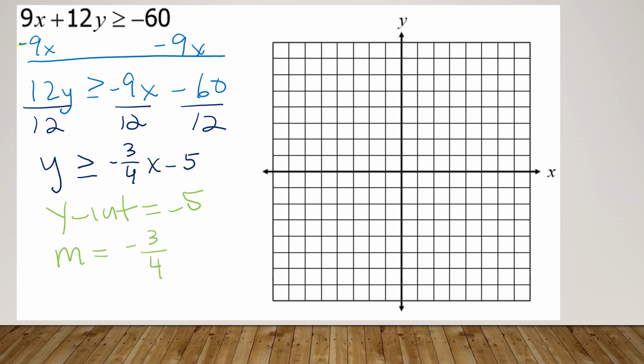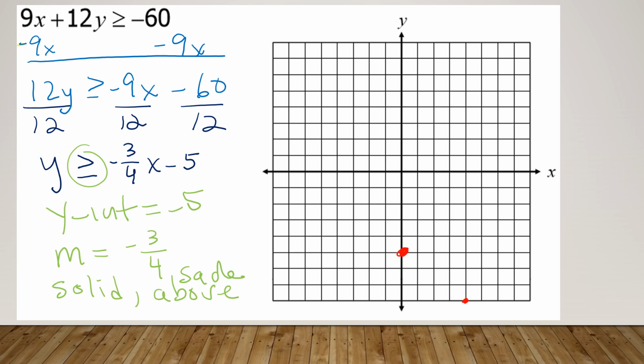And then let's look at our inequality sign. It is greater than or equal to, so it is solid and above. We'll shade above. Okay, so -5. 1, 2, 3, 4, 5. So -5. And the slope is -3/4. So that means it points down on the left. So starting at the y-intercept, I'm going to go down 3, and then I'm going to go right 4. 1, 2, 3. And we have a point right there.